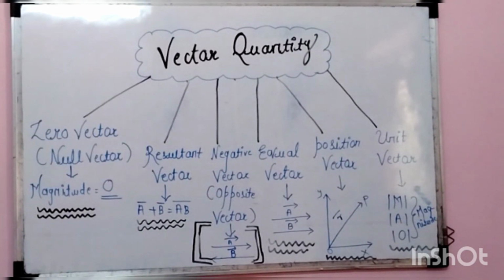Zero vector is also called the null vector. It is defined as a vector having zero magnitude, meaning its magnitude is 0, with a particular direction, then it is called a zero vector, which is called a null vector.